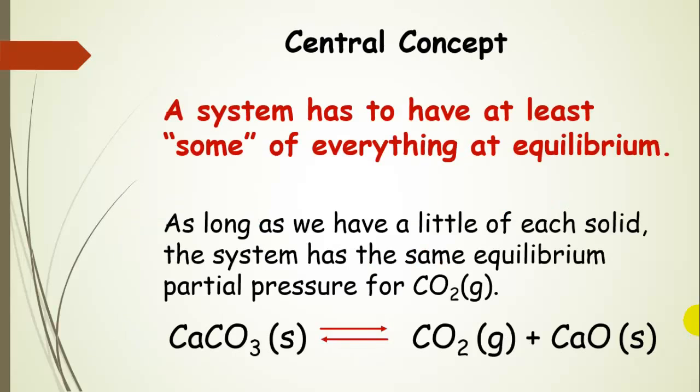So another really central concept, and I know that we've talked about this before, is that the system has to have at least some of everything at equilibrium. What that really means is that as long as we have a little bit of each solid, the system is going to have the same equilibrium partial pressure for carbon dioxide gas. So we can begin with a lot of calcium carbonate, or we can begin with a little bit, but as it decomposes, we're going to get the same partial pressure for carbon dioxide. And in the process, we'll make some calcium oxide.